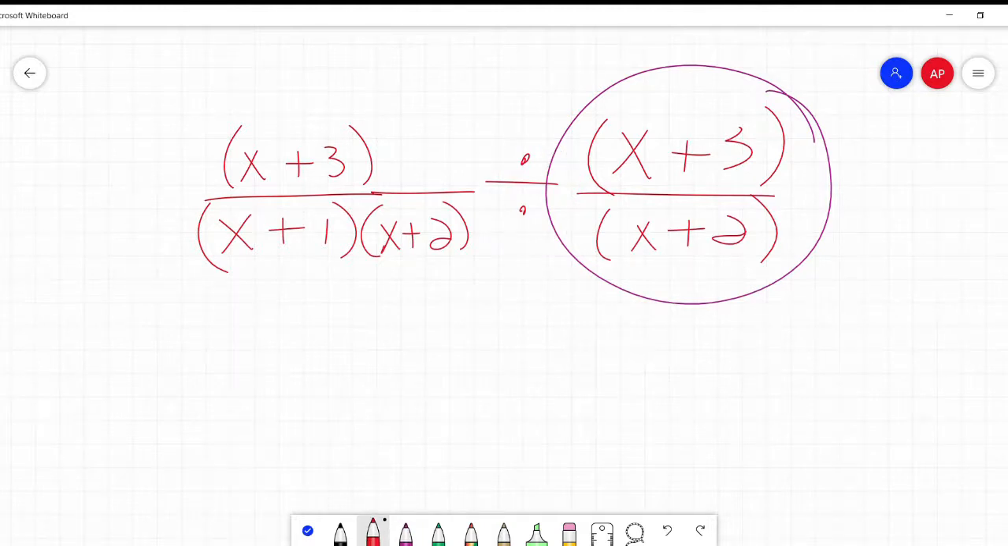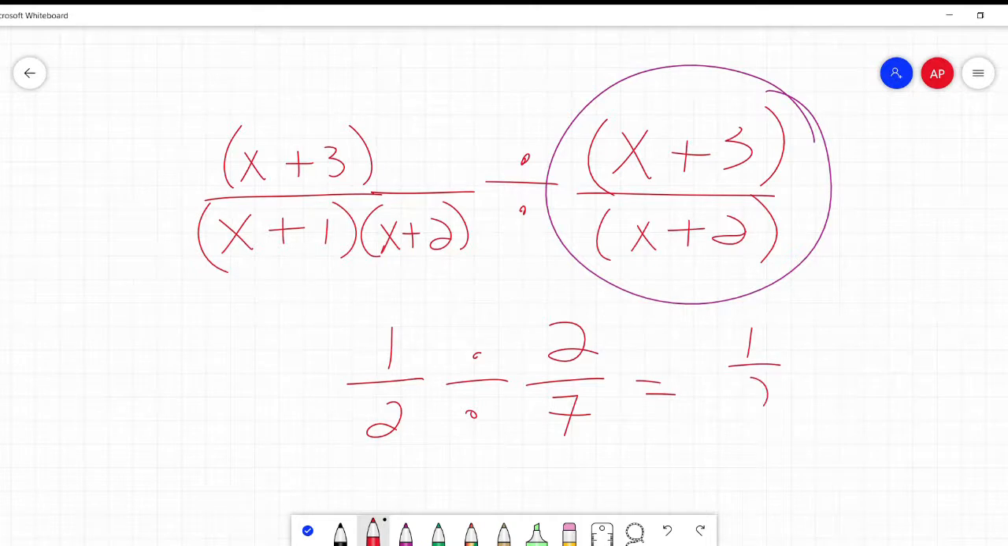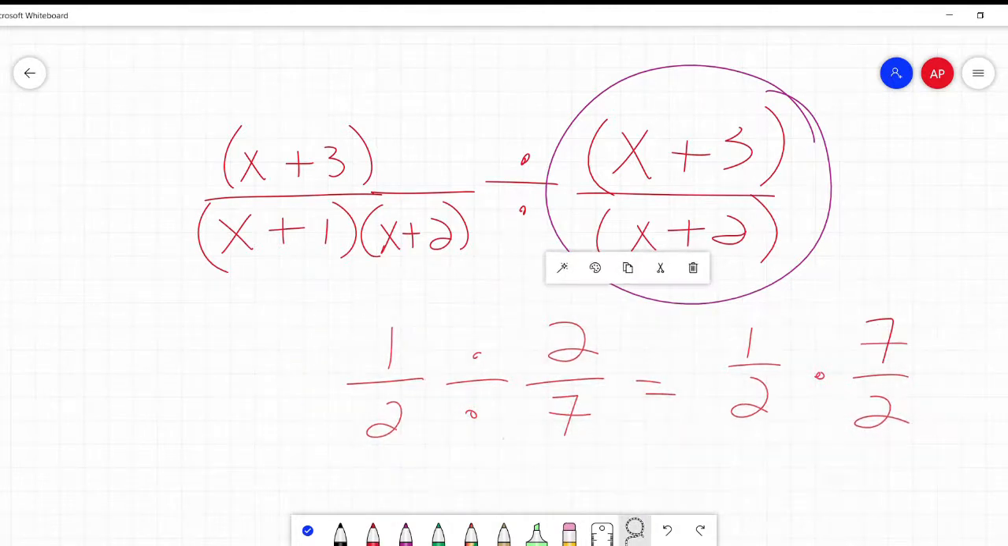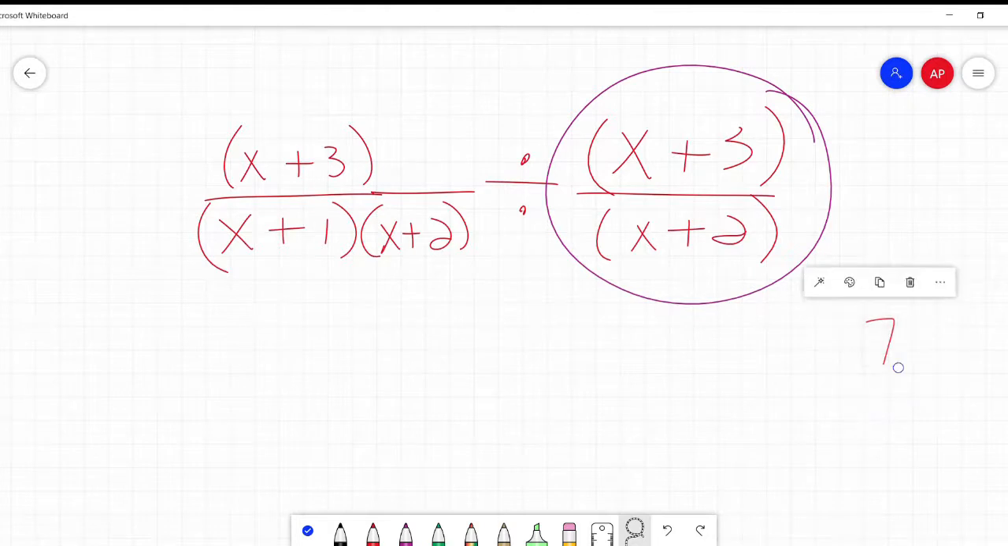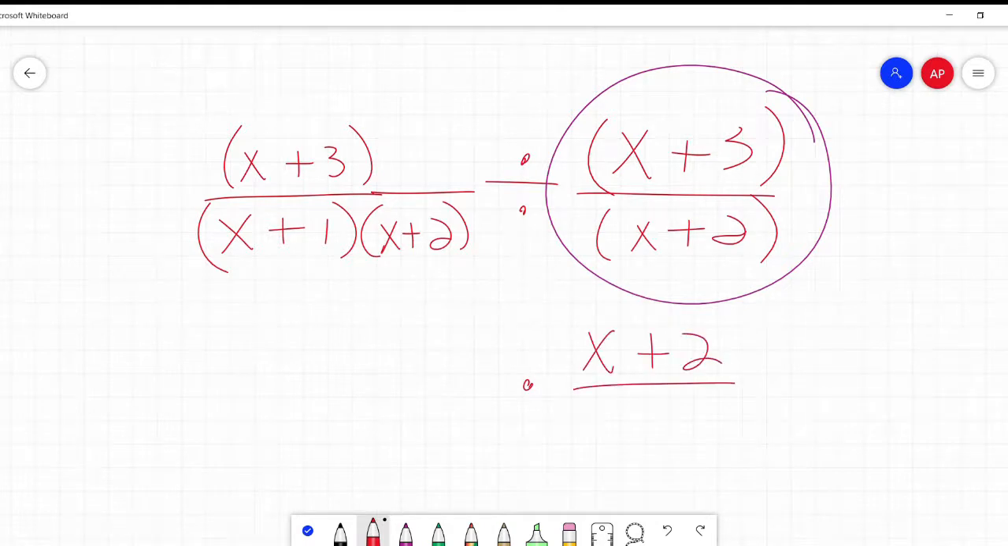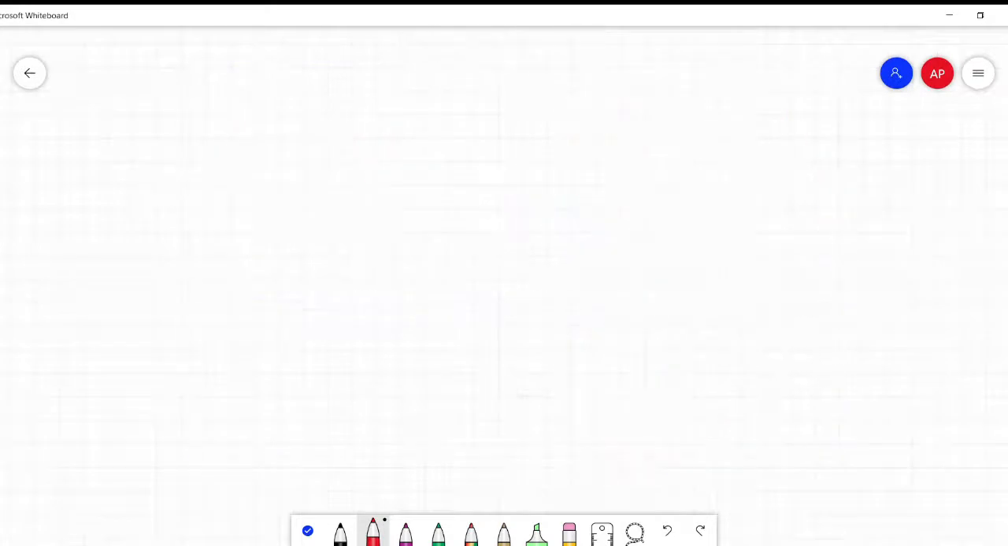Just like with regular old fractions, if I was to say 1/2 divided by 2/7, I have to flip the 2/7 and then I multiply. And that's how you divide by something with fractions. It's exactly the same. Nothing is different. They're still fractions. They just have variables in them. So all you would do in this case is you would flip it. And so then it's going to be times x plus 2 over x plus 3. That's it. And flip the one after the division sign.